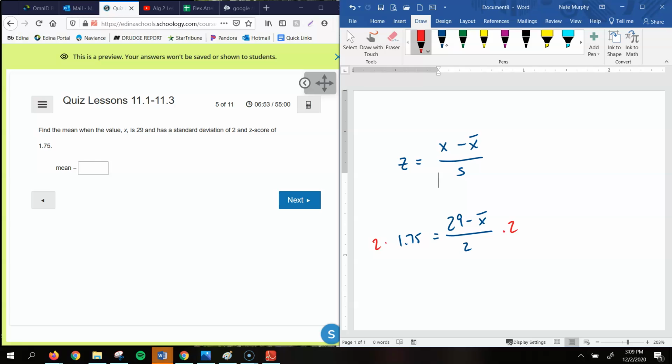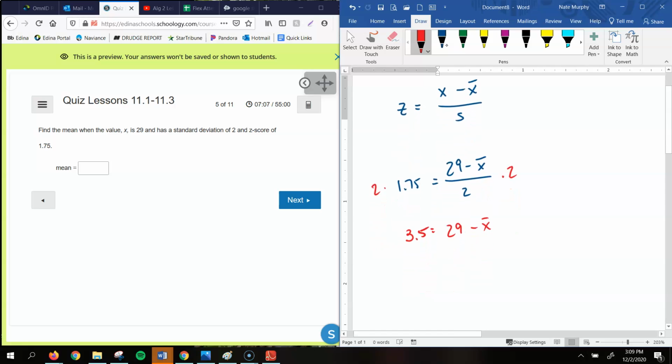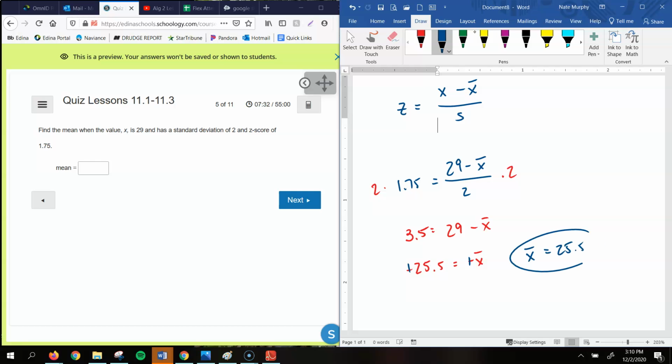So on the left side, I'm going to take 1.75 times 2, and when we do that, we get 3.5. So we get 3.5 equals 29 minus x bar. So now what I could do is subtract 29 from both sides. Now when you do that, you might think, oh my goodness, what's going on? I get a negative number. We can't have that. You're right, we can have that. But what we have is negative 25.5 equals the negative mean. And so remember in algebra, if we have that, we can just multiply both sides by a negative. So that means the mean would be 25.5.